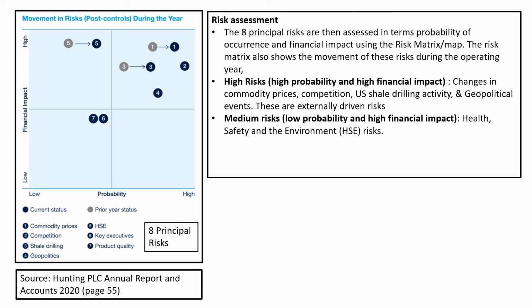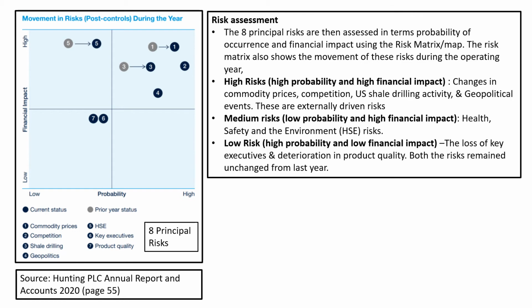Medium risk, low probability and high financial impact. In this category, we have the health, safety, and environmental risk. These are internally driven risks. And finally, we have the low risk, which is high probability and low financial impact. And in this category, we have the loss of key executives and the deterioration in product quality. Both these risks remain unchanged from last year.